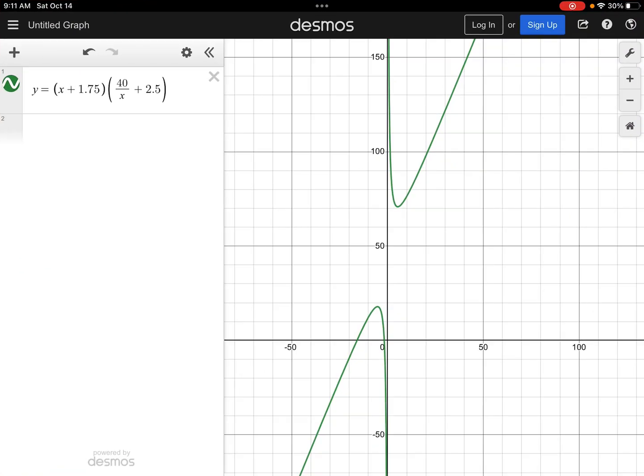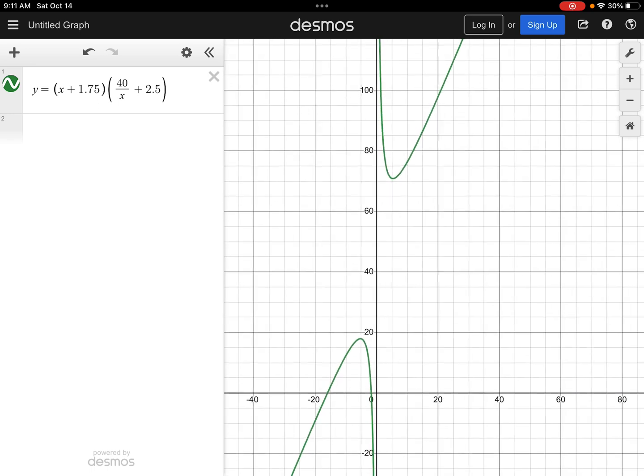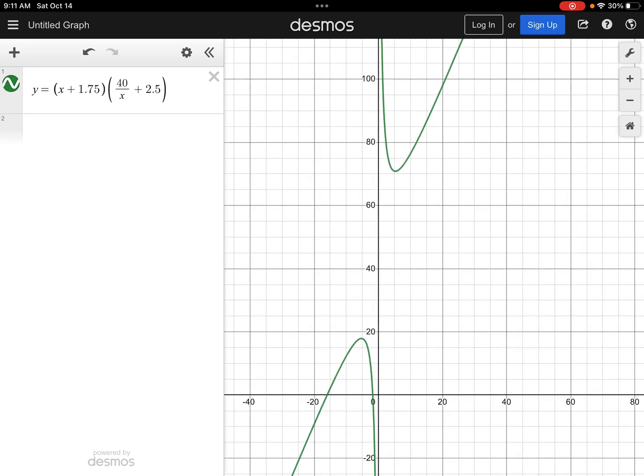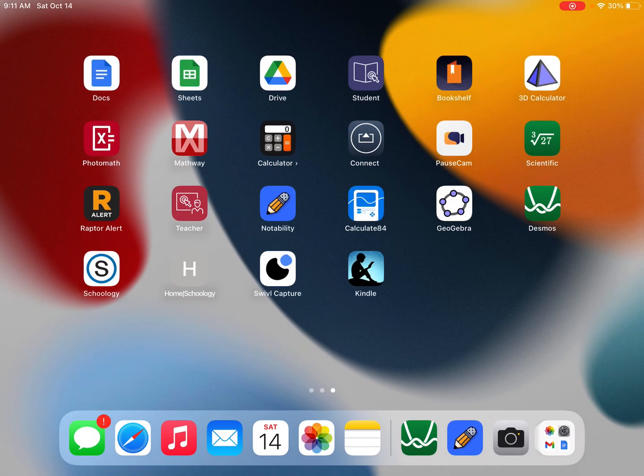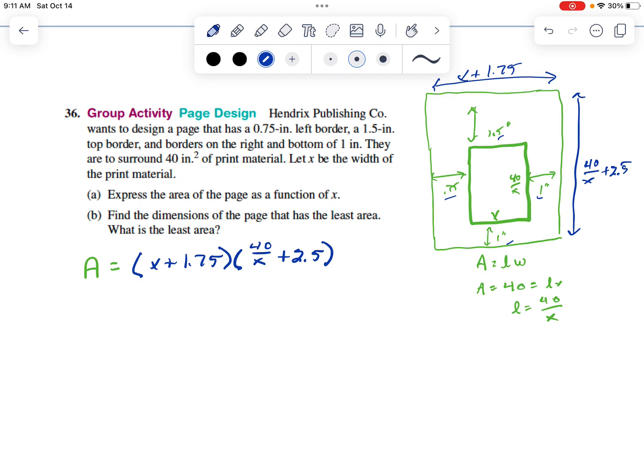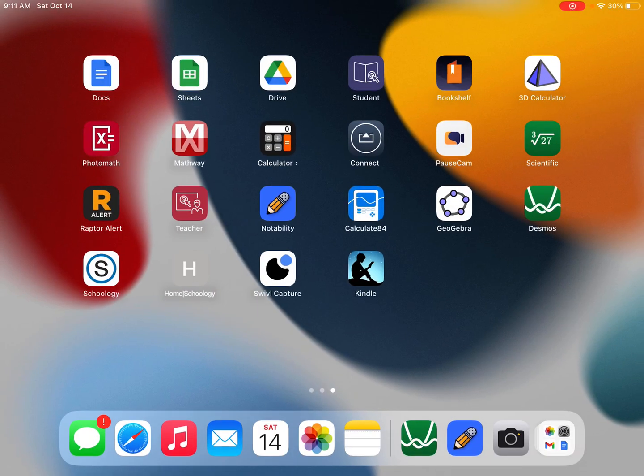And notice this is a picture of the relationship between the x-axis, which is the width of my print material, and the y-axis, which is area. Well, what was the question asking us? Let's go back and look. Express the area of the page as a function of x. We've done that. Find the dimensions of the page that has the least area.